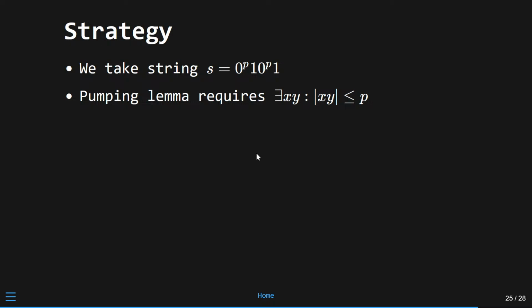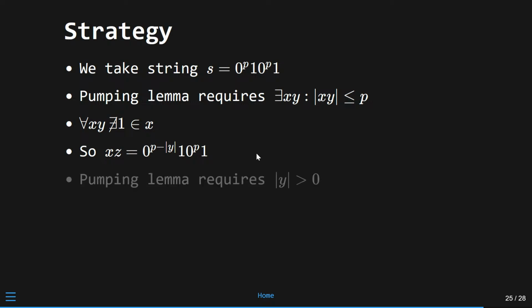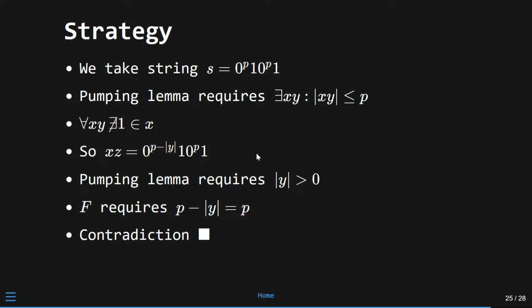So we're going to say our xy is less than p. What's that mean? All of x and y are going to be 0. That is, there does not exist a 1 element of x. So xz is going to equal 0 to the power of p minus the cardinality of y, then 1. The cardinality of y is necessarily greater than 0. So this is no longer going to be repeated. Contradiction. Easy.